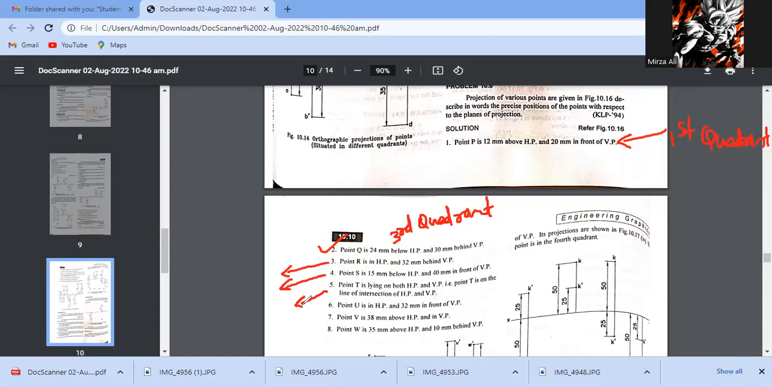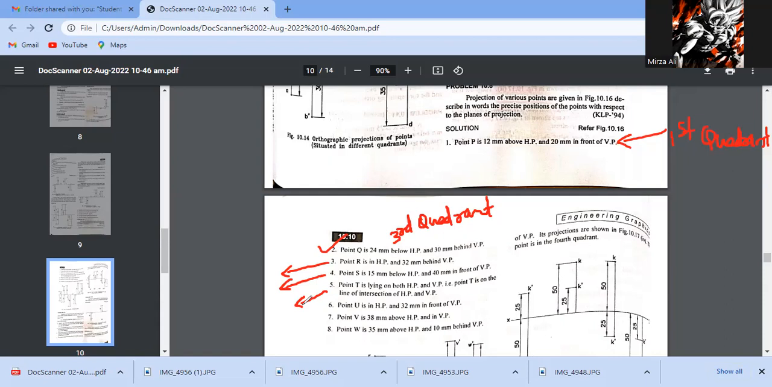Then number five. Sir, point T is on XY line. Why? Because it lies in both HP and VP. Yeah, correct. If the point is lying on both HP and VP, that means the point is on the reference line, XY line, because XY line is the intersection of the horizontal plane and the vertical plane.